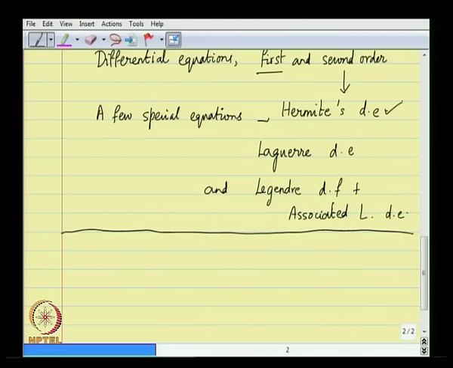For example, Hermite's differential equation is fundamentally important in the understanding of molecular vibrations and the simple harmonic oscillators in quantum mechanics. The equations under the names of Laguerre and Legendre, both of them are important in understanding the solutions of the hydrogen atom, which are extremely important for chemists. Therefore, this course will contain the full details of the solutions of these equations as part of the lectures.